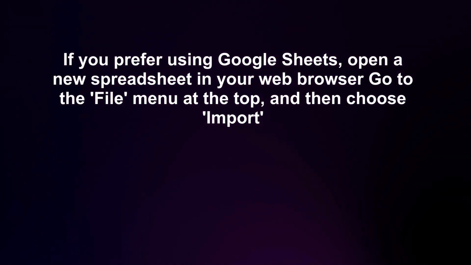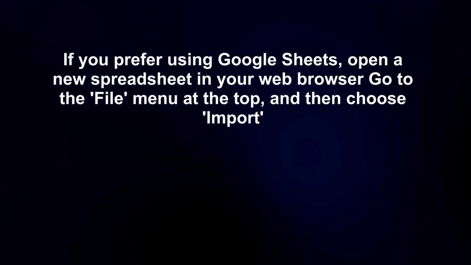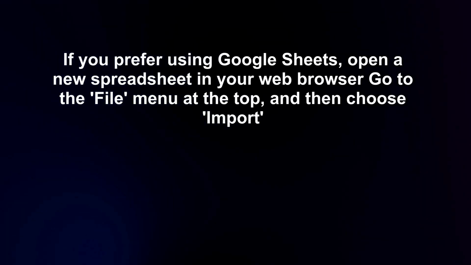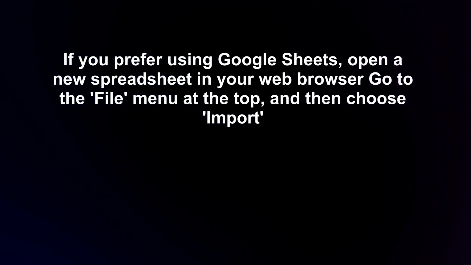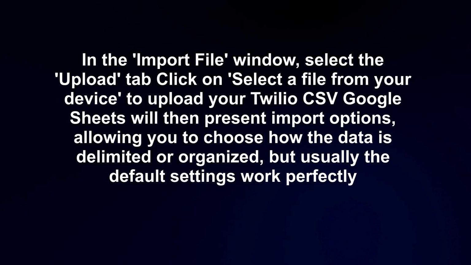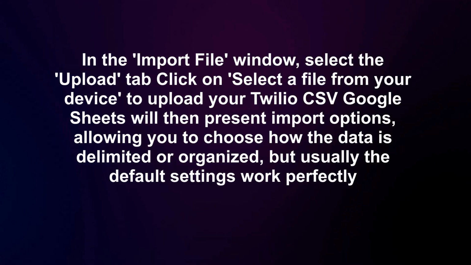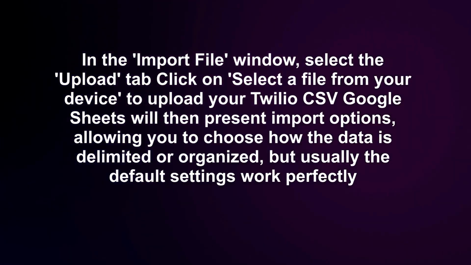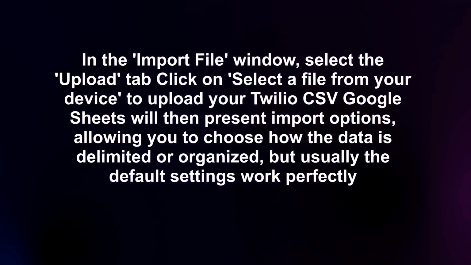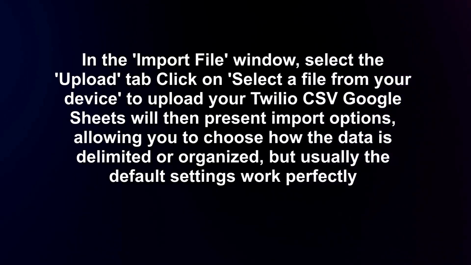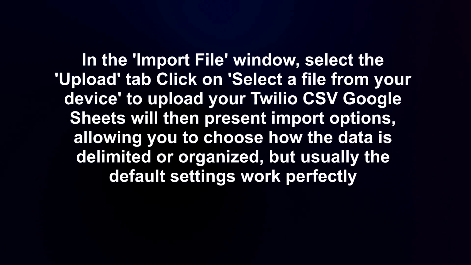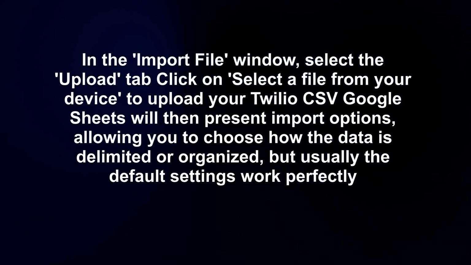If you prefer using Google Sheets, open a new spreadsheet in your web browser. Go to the File menu at the top, and then choose Import. In the Import File window, select the Upload tab. Click on Select a file from your device to upload your Twilio CSV. Google Sheets will then present import options, allowing you to choose how the data is delimited or organized, but usually the default settings work perfectly.